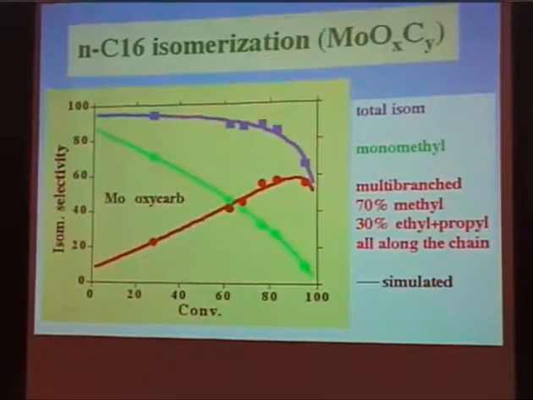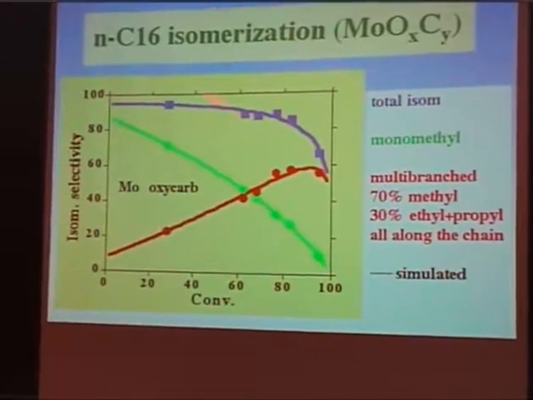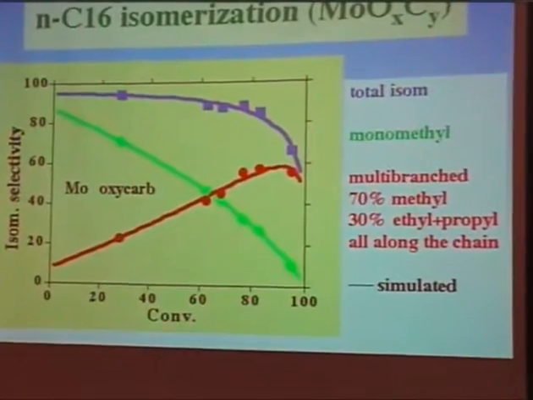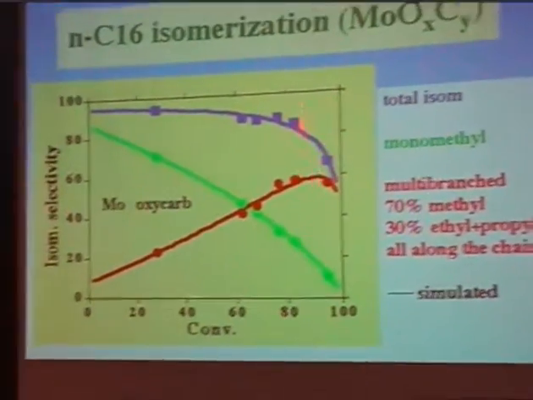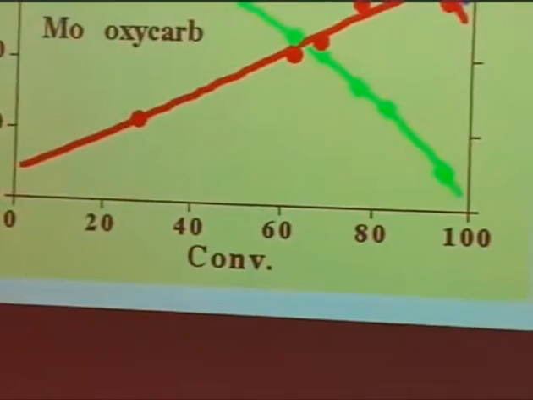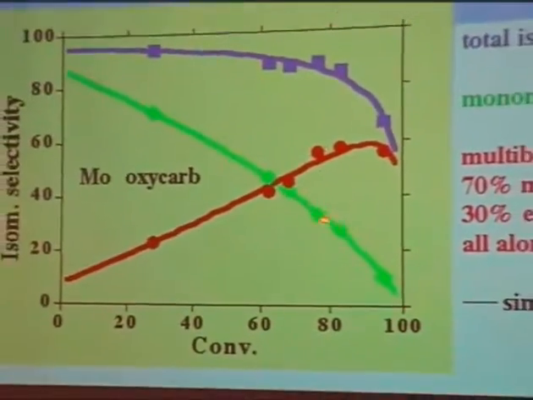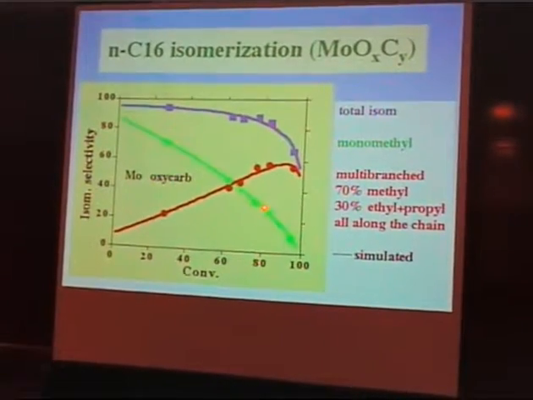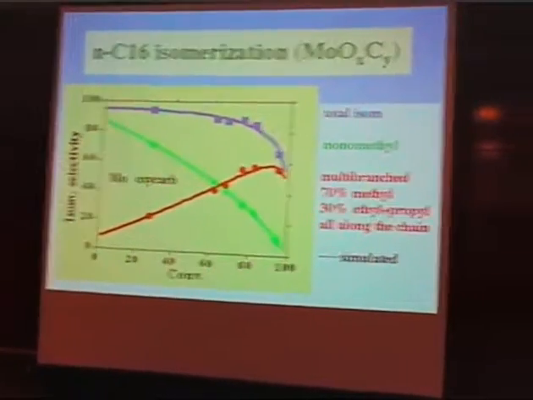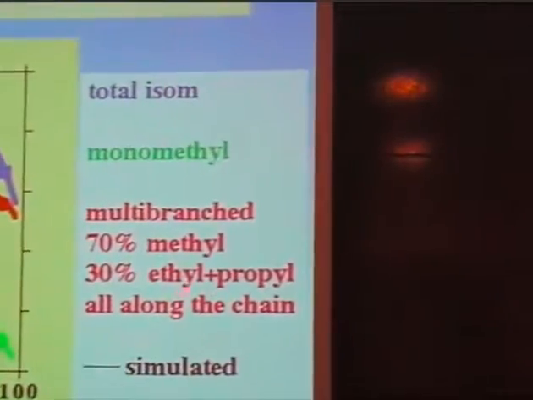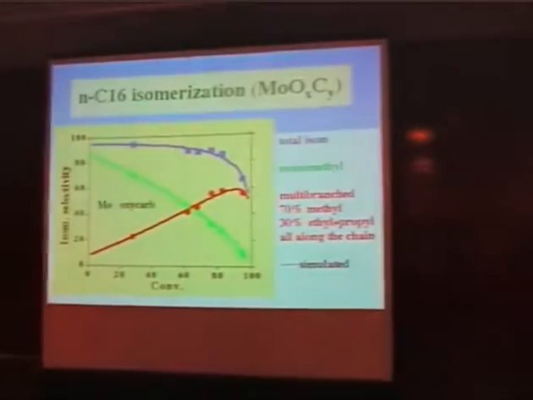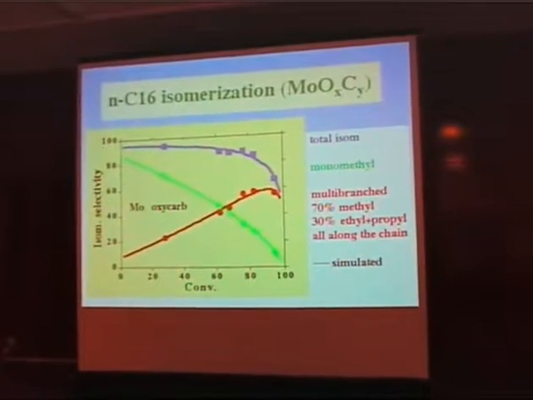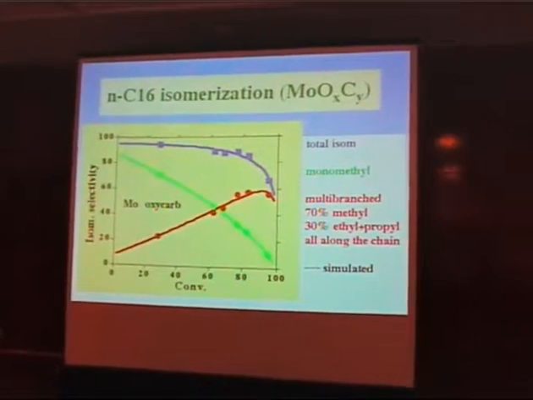And now if you compare that to the oxycarbide, we have a complete change. Selectivity is high, as we know already. But what is very interesting is that at the end here, if we stop here, we have 60% of multi-branch, and only 30% of single-branch molecules. And in this multi-branch, 30% are ethyl and propyl groups and longer chains than methyl. So that means that this catalyst should be very interesting for doing iso-dewaxing.